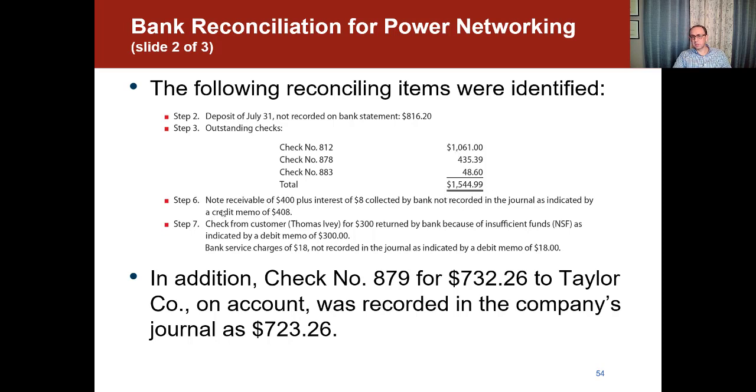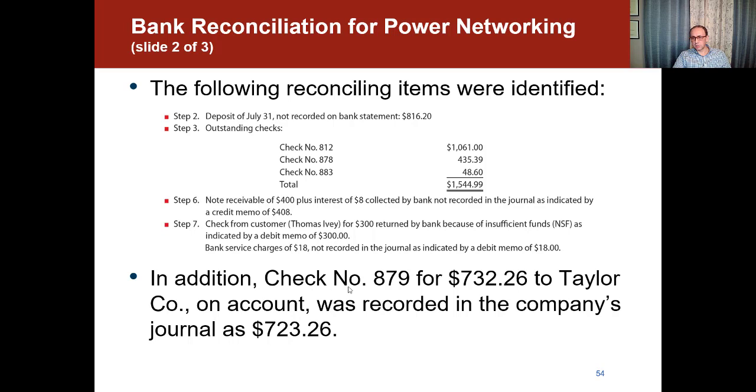And then we also noticed that there is a note receivable that was collected by the bank on our behalf for $400 plus interest of $8, and these were not recorded in our journal. So that's a credit memo of $408. Then we also have a check from customer Thomas Ivy, $300, returned by the bank because of insufficient funds, or non-sufficient funds. And this needs a debit memo of $300. There's also a bank charge of $18 not recorded in the journal, and that's also another debit memo.